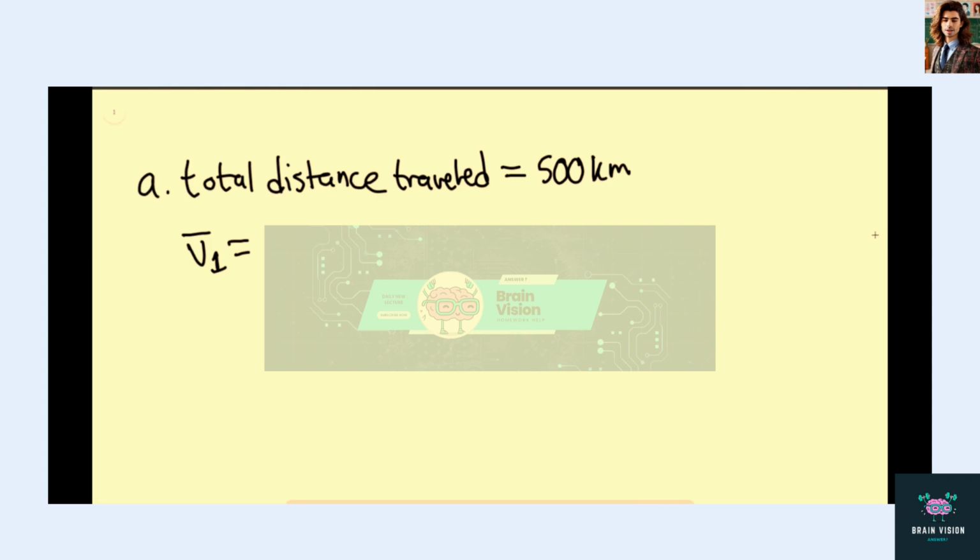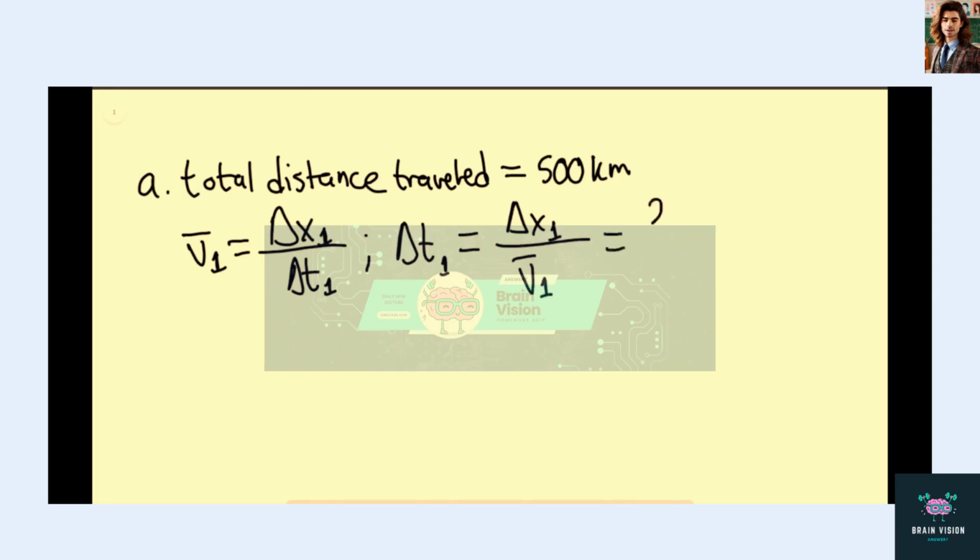And then we can say that going there, the average speed or the average velocity would be equal to delta x sub 1 divided by delta t sub 1. We can solve for delta t sub 1. This would be equal to delta x sub 1, of course, divided by the average velocity in the first portion of the trip. This equals 250 kilometers divided by 95 kilometers per hour. So this is giving us 2.632 hours.